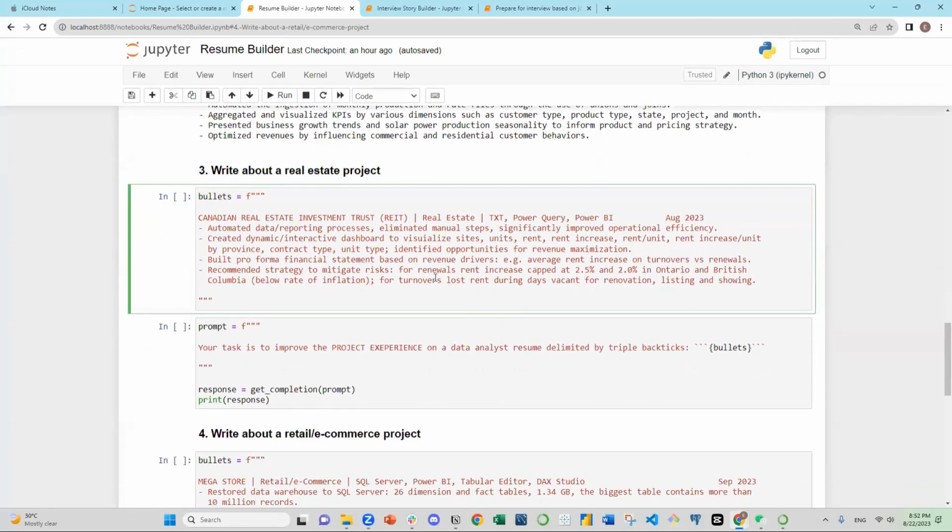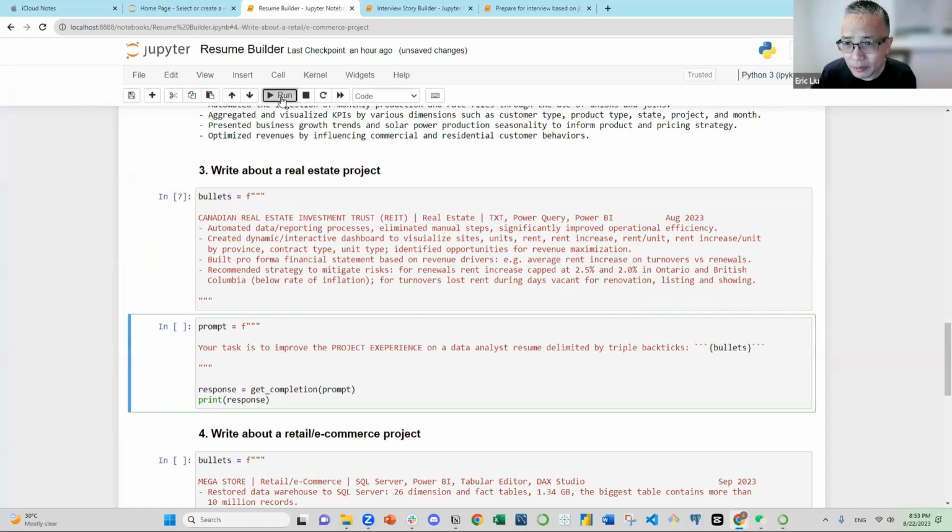Yeah, you're welcome. So here for turnovers, if you need to do some simple renovation, then you will have lost rent during the days vacant for renovation, listing and showing. So this is pretty specific. I think that shows whoever did this project actually understood the business part and the data part. So let's do this. Run.